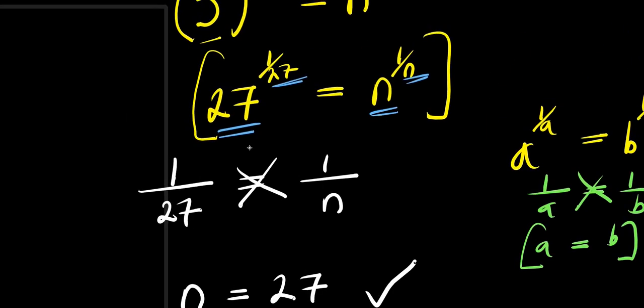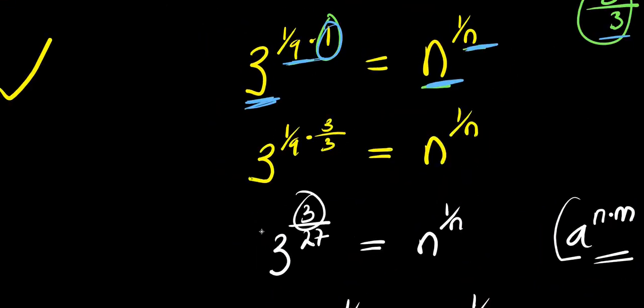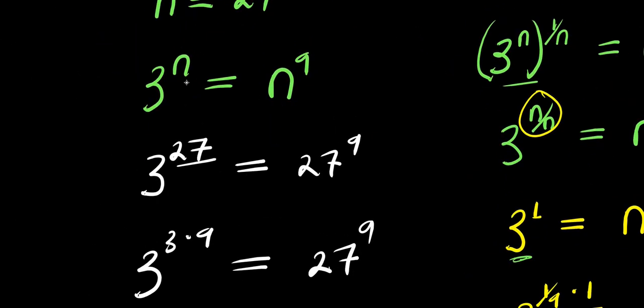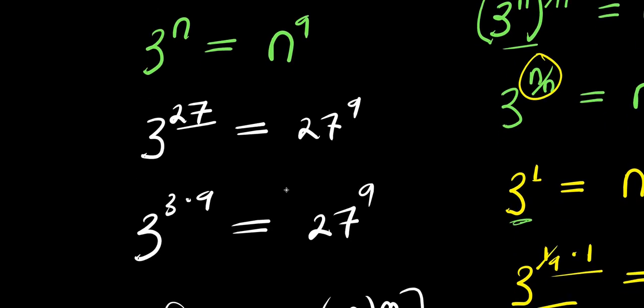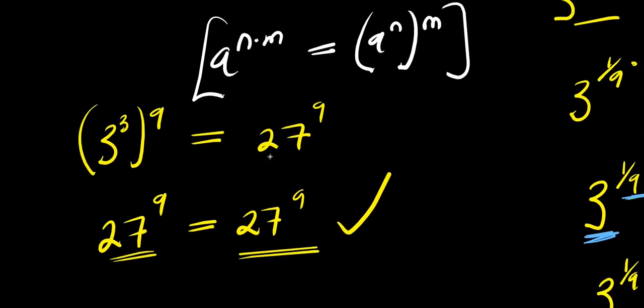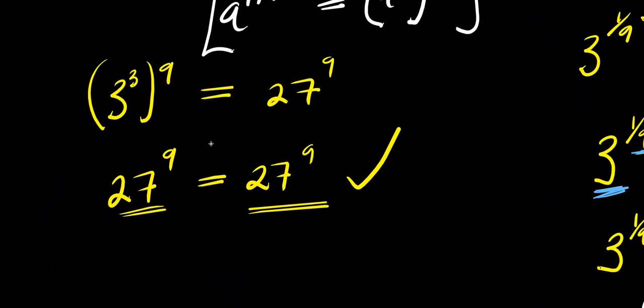So the next thing we did was to insert this 27 back into the equation. So we did that. We have 3^27, is it the same thing as 27^9? We express 27 as product of 3 and 9. And at the end, we have (3^3)^9 equals 27^9. So at the end, we have this.